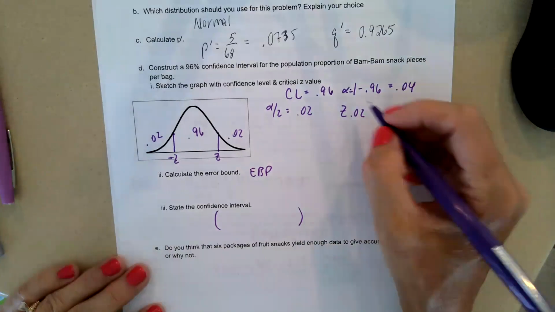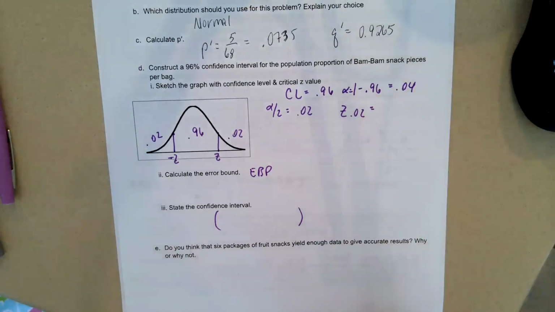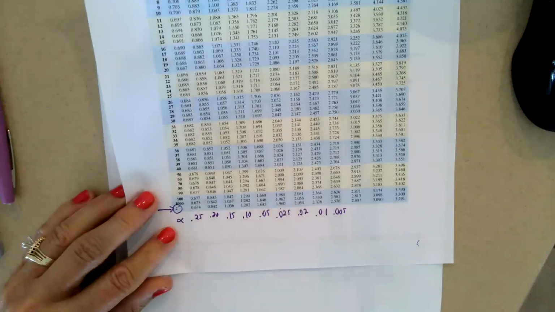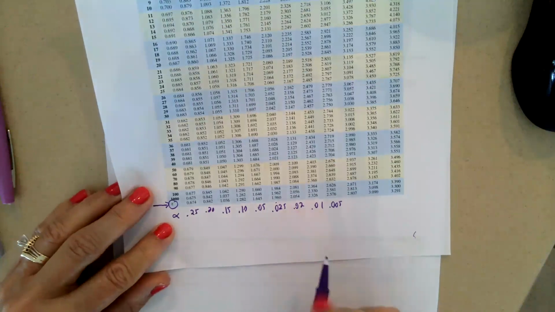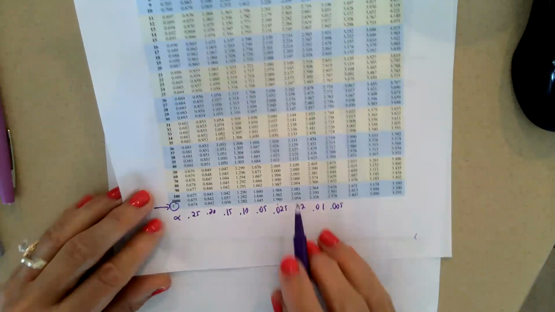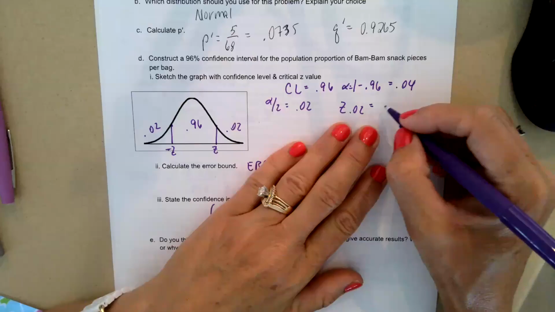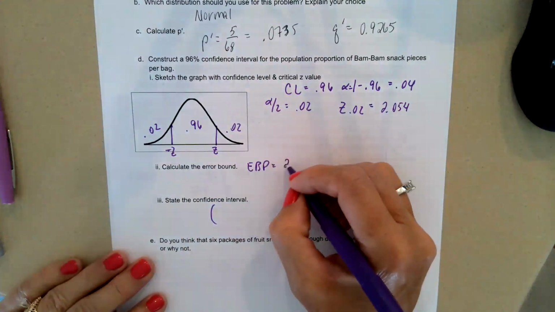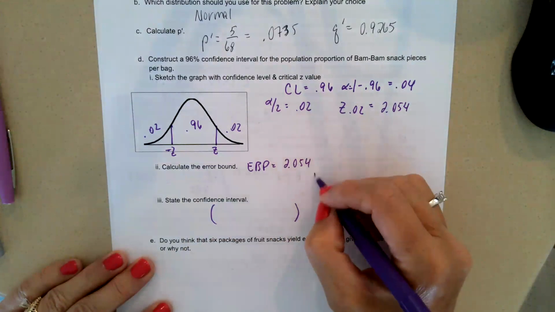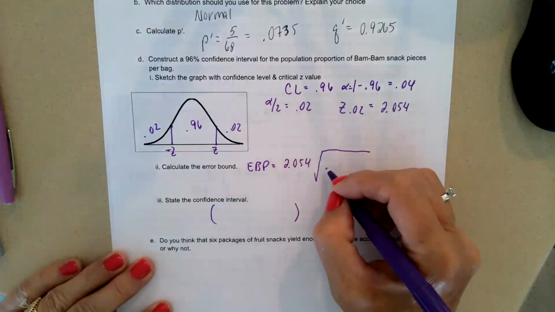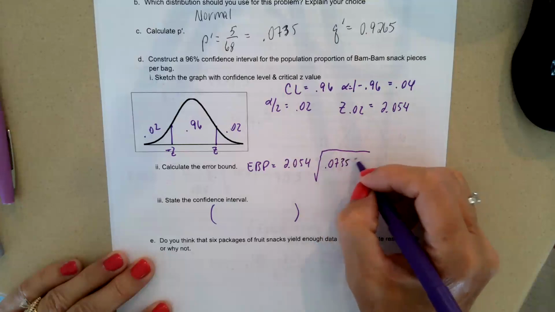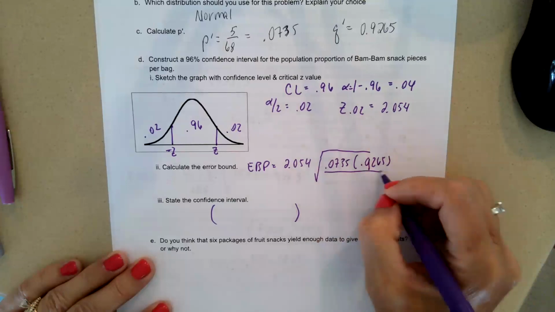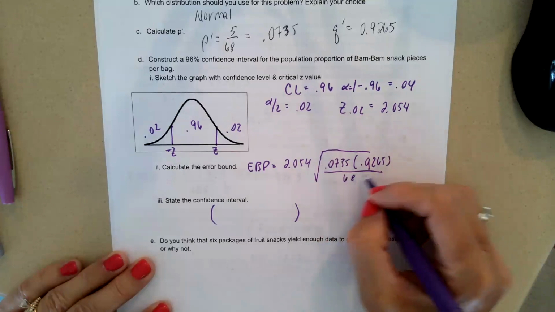Okay. So 0.02 is on our curve on our paper, which this paper is just handy. If you've got this handy, you don't have to go to your calculator every time. Is 2.054. Okay. So 2.054 times the square root of 0.0735 times 0.9265 divided by n, which is 68.